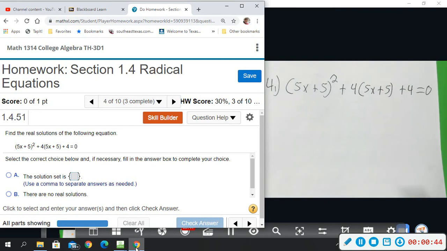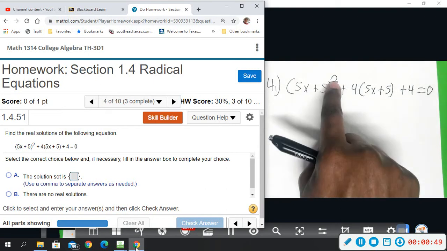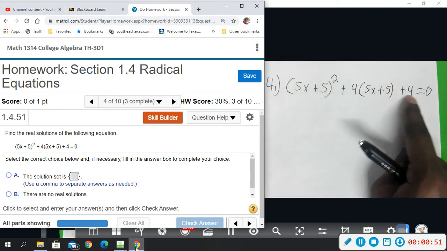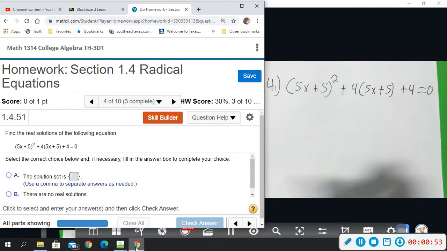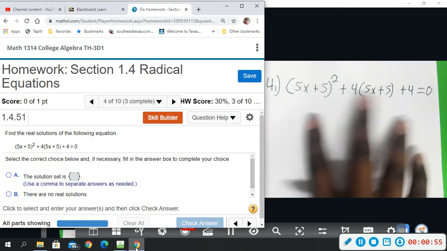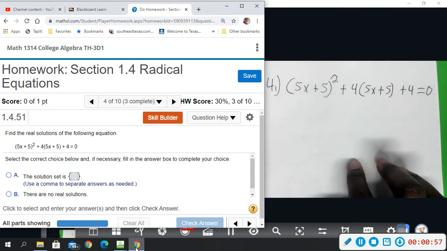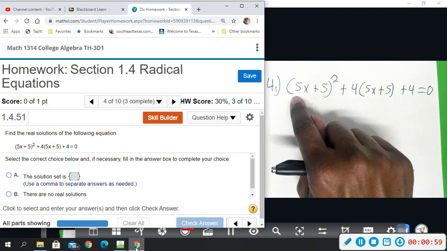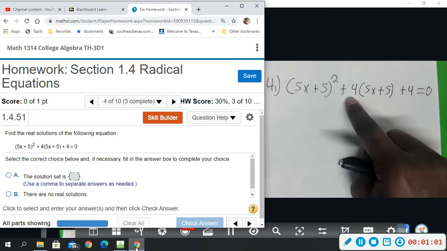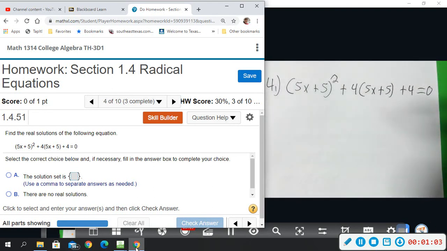Recognize that this looks like a quadratic equation. Normally you would have something like x squared and then 4x and then plus 4. So this is a quadratic. It just looks really complicated. So if you square this out, which you can, it might make things a little bit more difficult. I don't do it that way.